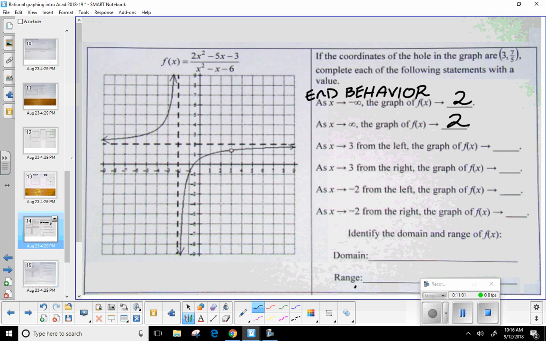Now, is 3 the asymptote or the hole? This one's the hole, the removable discontinuity. This one's been a little tricky for people today. Let's focus on the left. As I approach 3 from the left, so think about it. Maybe 2.5, 2.9, 2.95. As I start getting really close to 3, I'm going to have y values that are approaching what?